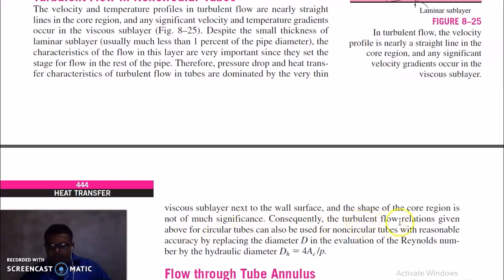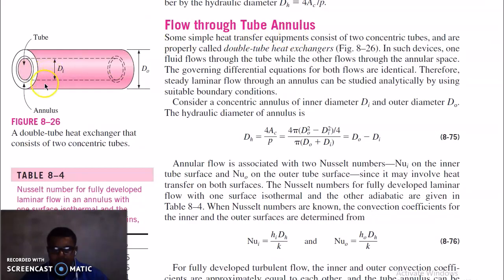Consequently, the turbulent flow relations given above for circular tubes can also be used for non-circular tubes with reasonable accuracy by replacing the diameter D in the evaluation of Reynolds number by the hydraulic diameter Dh, which is equal to 4Ac/P. Flow through tube annulus.